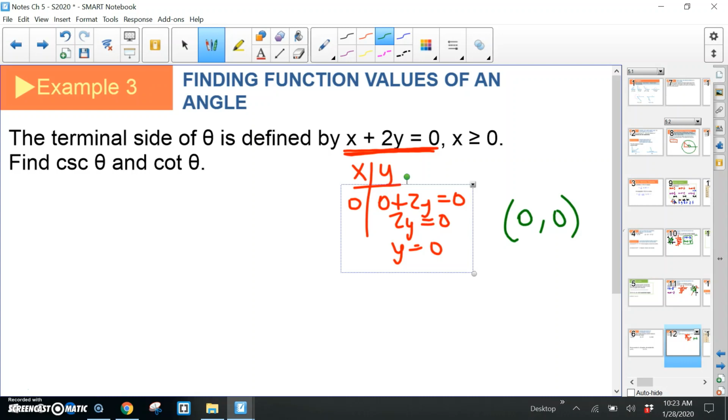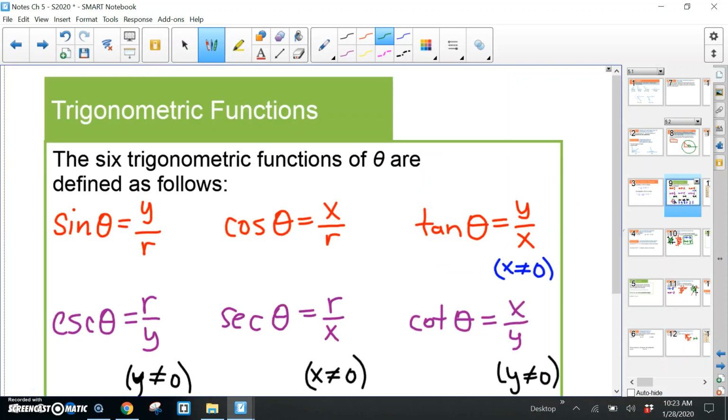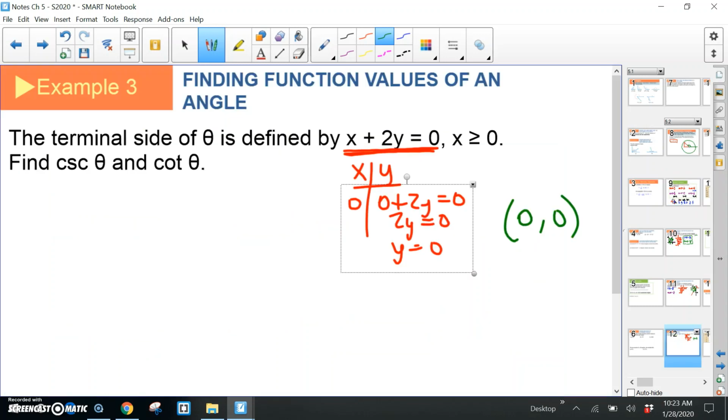Okay, but the problem with that is if you look back at your formulas, remember how a lot of them we didn't want x and y equal to 0? We don't really want those zeros showing up, okay? So let's go back and think about this, okay? Let's just find another point. Find a non-zero point.